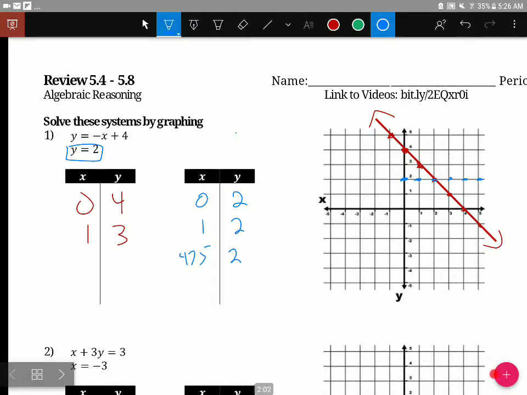Now, you may already be able to tell that it crosses right here, but understand, I still want you to put your line out there, okay? You still got to put the line there.